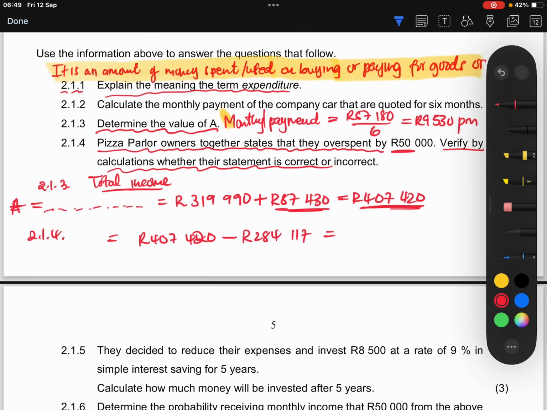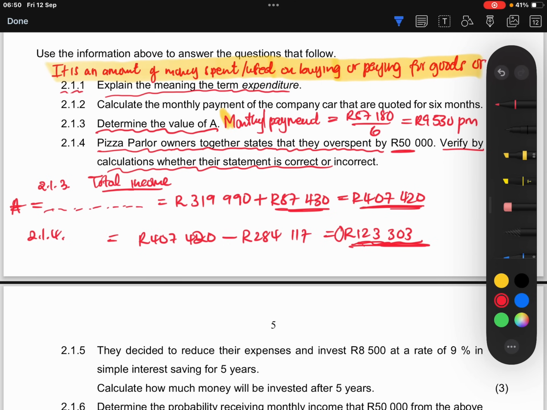Let me punch it in the calculator. Minus 284,11,17. So the money that they get today, it's 123,303. It's a lie. They did not overspend. If they overspend, the answer here was going to be negative. So since it's positive, they did not overspend.